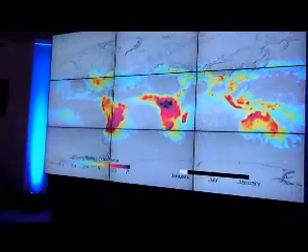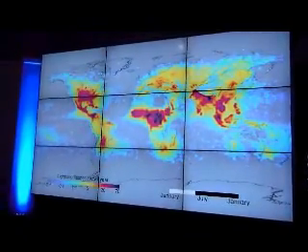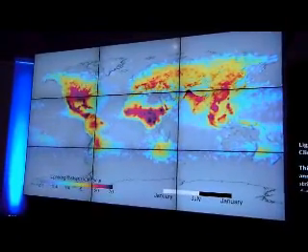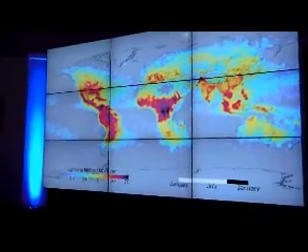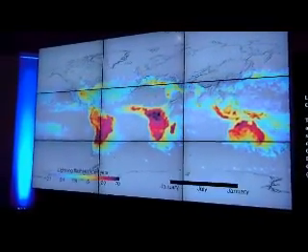Next is a very different kind. I'm sort of going from cold to hot, because that was ice. This is lightning, and this is a lightning climatology over the course of the year, and you can get a sense of where the thunderstorms are.